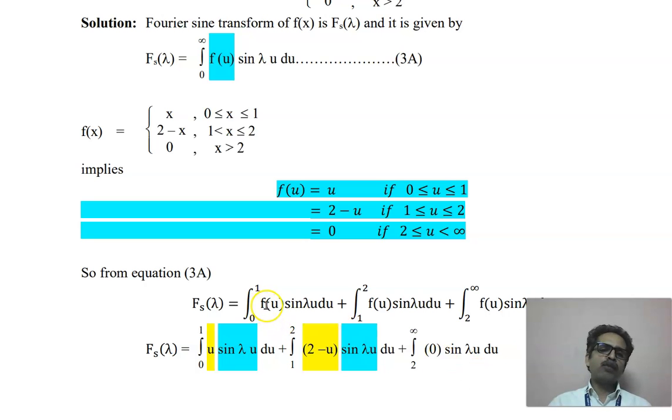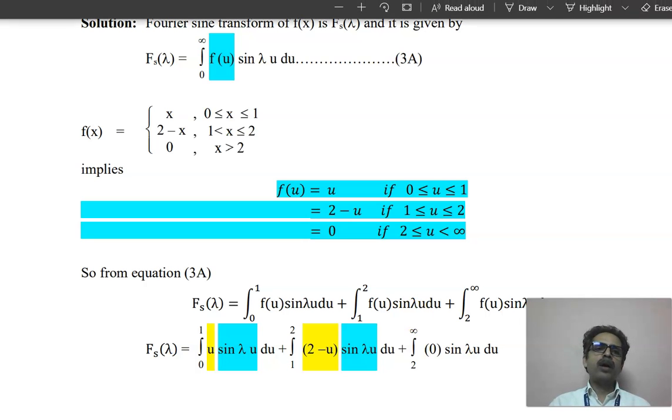And now in the first term you have to put the value of f(u). When u is between 0 and 1, f(u) is u. So in the first term we put f(u) as u. While in the second term we have u from 1 to 2, so we have to put the value of f(u) which is valid in the interval 1 to 2, and that value is 2 minus u. In the third integral, u is from 2 to infinity, and the value of f(u) is 0. So in the third term we put f(u) as 0. This you have to understand.